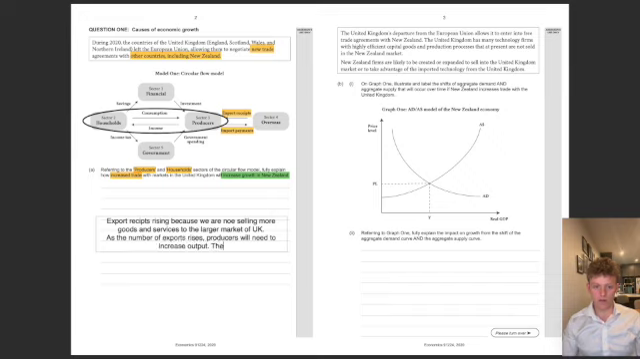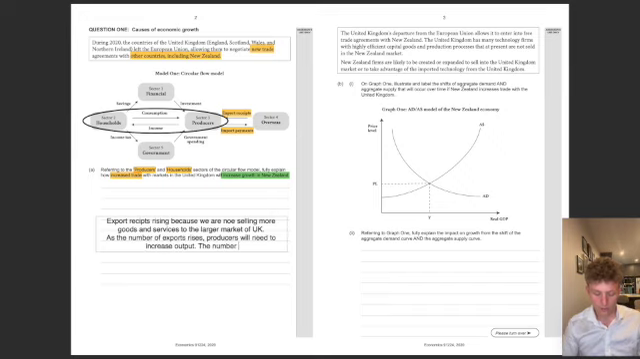In order to produce more goods and services, the producers need to purchase those resources, land, labor, capital, entrepreneurship, from households. And in exchange for that resource being sent from household to producers, they're going to transfer income back. So the next step that we can say: exports rise, producers need to increase output, therefore they need to purchase more resources from households.